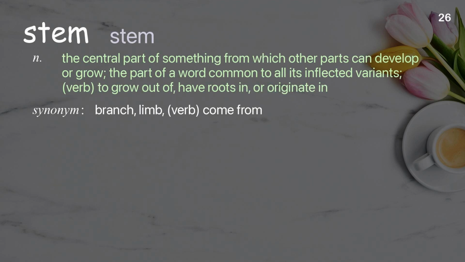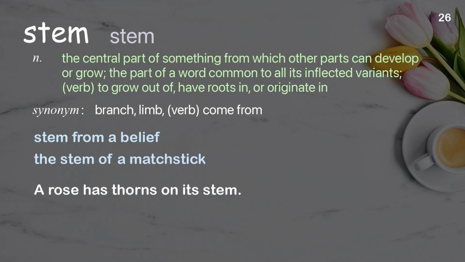Stem. The central part of something from which other parts can develop or grow, the part of a word common to all its inflected variants. Verb: to grow out of, have roots in, or originate in. Examples: Stem from a belief. The stem of a matchstick. A rose has thorns on its stem.